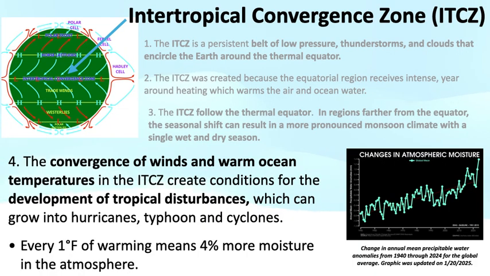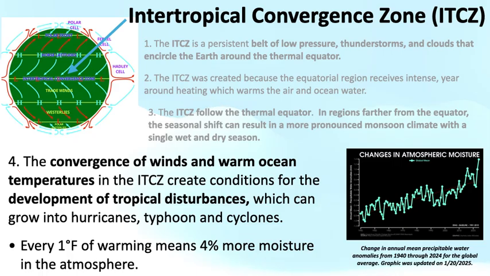So let's get to the next thing. The converging winds and warm ocean temperatures in the ITCZ create conditions for the development of tropical disturbances such as hurricanes, typhoons, and cyclones. And as our temperatures are warming, for every 1 degree increase Fahrenheit that we get, it means there's 4% more moisture in the atmosphere. And you can see that from the chart on the right-hand side here on the bottom.